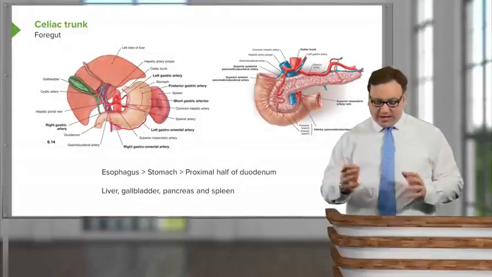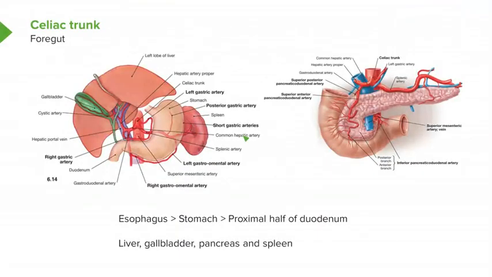So if we look at the foregut now in more detail, we can see that coming here, we've got the coeliac trunk. The coeliac trunk is going to give rise to the left gastric artery here, and this will run along the lesser curvature of the stomach.